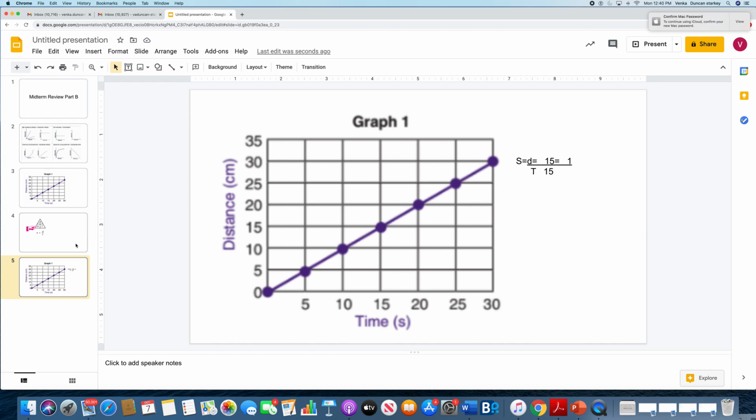So the first thing you're going to do when trying to calculate or determine a speed from looking at a graph is find your speed formula: S equals distance over time. Then you're going to plug your information in. Get your distance from your y-axis, get your time from your x-axis, plug them in, and divide.